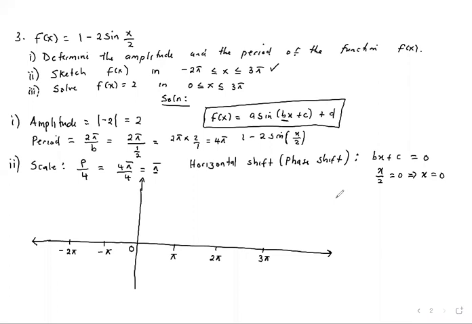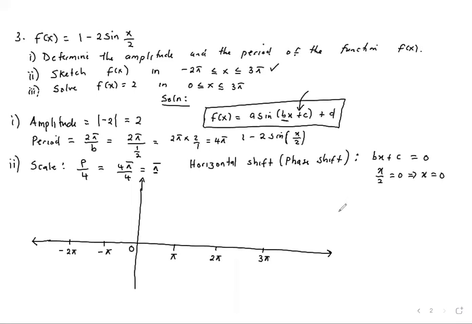The horizontal shift: you equate the inside, the angle, to 0, and solve for the variable. The angle is whatever is inside the sine. So we are equating x over 2 to 0. x will come out to be 0. And then you use it as a starting point, where you add the scale to get the spacings on the x-axis.